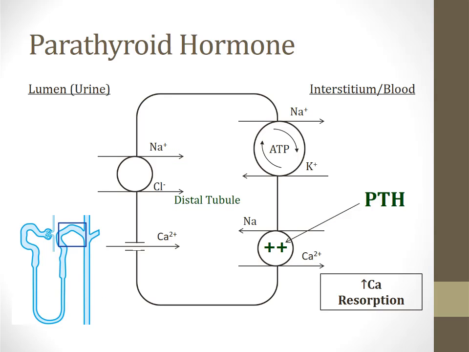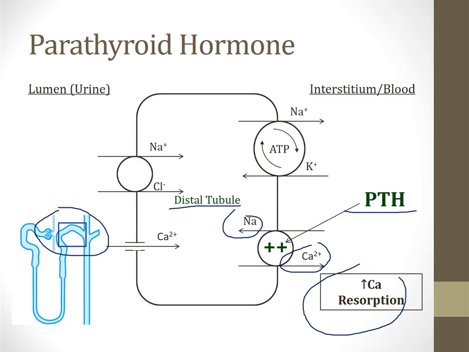Shown on this slide is a drawing of a cell in the distal tubule section of the nephron. In these cells, you can find a calcium-sodium antiporter on the basolateral membrane. Parathyroid hormone activates that transporter. This will increase calcium reabsorption and raise the serum calcium level.